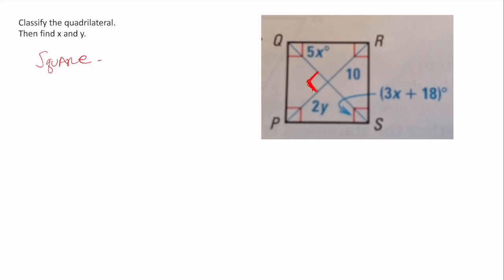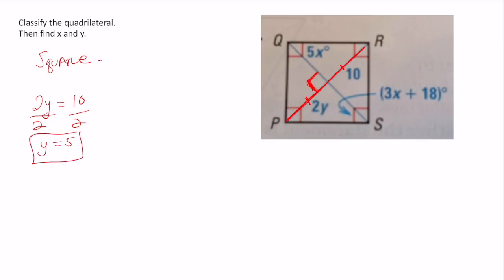Okay, so now find x and y. So y, we'll start there, right? So I know that 2y, I know that this diagonal is getting bisected, right? So I know that 2y is the same length as 10. So I can just say, okay, well, I know that 2y is the same as 10, divide by 2, and I know that y is 5, okay?